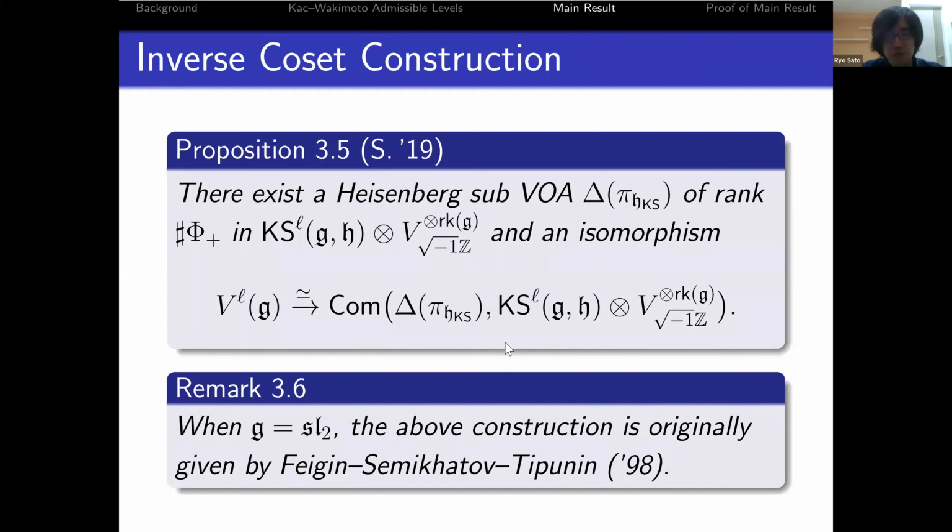We should remark that when G is equal to SO2, this construction was originally given by Feigin, Semikhatov, and Tipunin. So I usually call this construction the Feigin-Semikhatov-Tipunin coset construction, or it is sometimes referred to as an inverse Kazama-Suzuki coset construction. This construction plays a very important role in my talk.